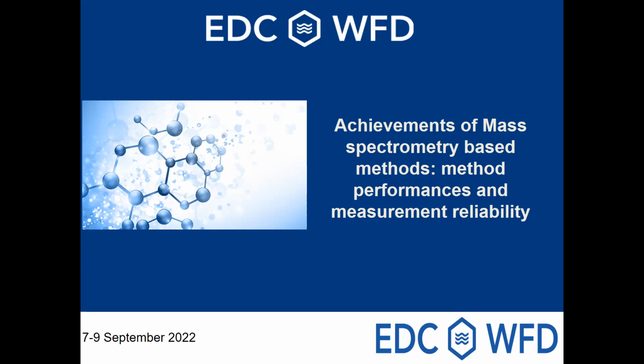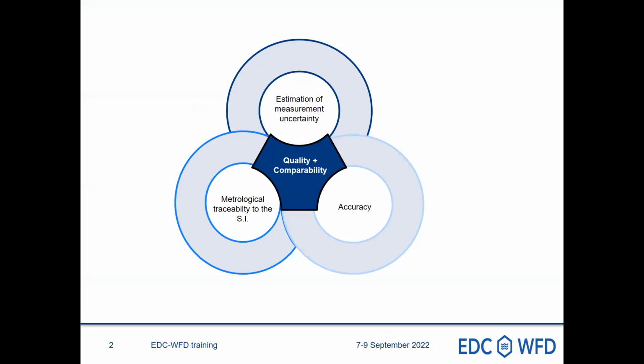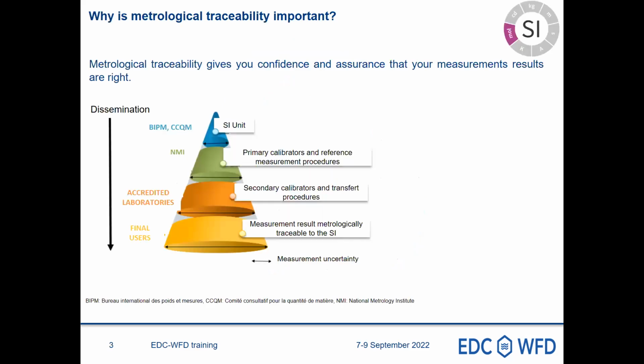So let's go. First, as a reminder, quality and comparability of data rely on the respect of three pillars. First, metrological traceability to the SI. Second, accuracy of measurements. Last, estimation of measurement uncertainty. So within this presentation, we will present many things around these three pillars that are mandatory to have high quality measurements. First, let's go to the basics.